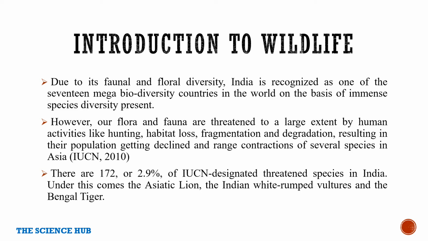Moving on, let's see the scenario of wildlife in our country. Due to her faunal and floral diversity, India is recognized amongst the 17 mega biodiversity countries in the world. However, our flora and fauna are threatened to a large extent by human activities like hunting, habitat loss, fragmentation, and degradation. These activities result in population decline and range contractions of several species across Asia. There are 172 IUCN designated threatened species that live in India. Amongst these are the Asiatic lions, the Indian white-rumped vultures, and the Bengal tigers.